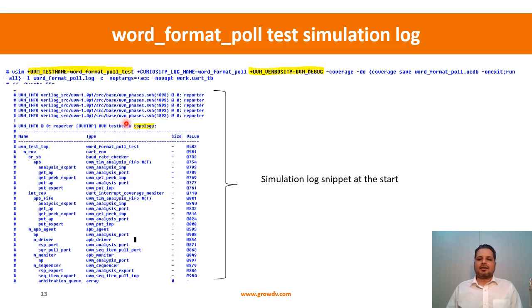This log file snippet I have divided into three categories. First is the simulation log snippet at the start. Typically at the start you print the topology of your test bench, and you will be able to see that you have the UVM test, and then you have the environment, and then you have a bunch of agents, and then within the agents there are different components that are present, right.